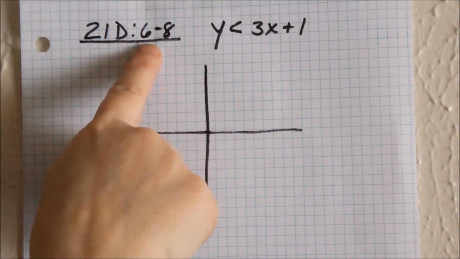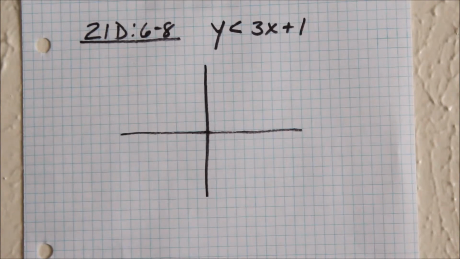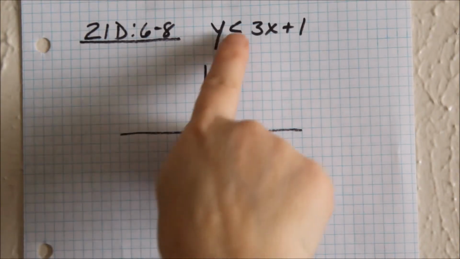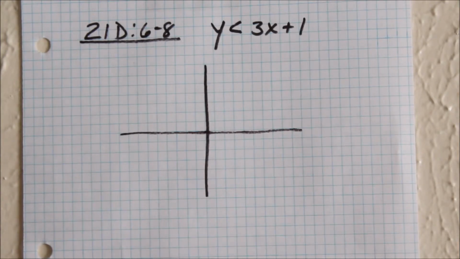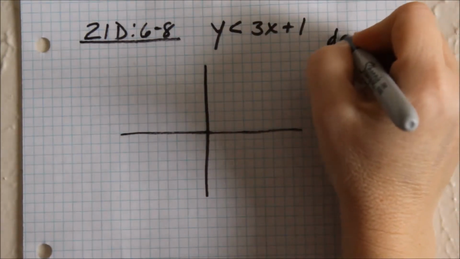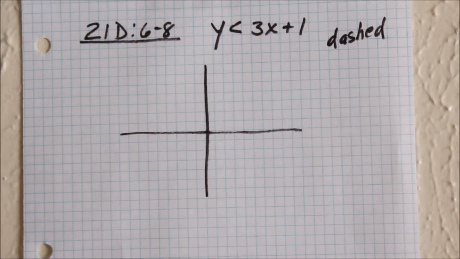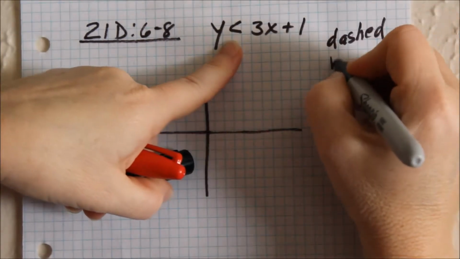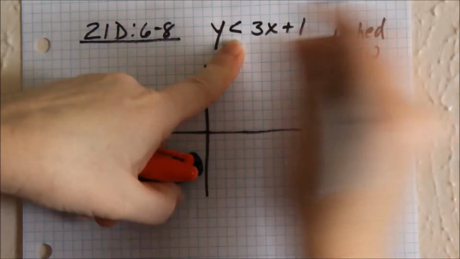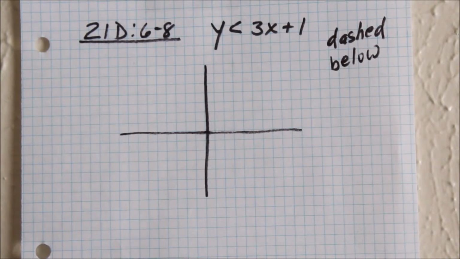Okay, 21D, 6 through 8, you have this equation. Y is less than 3x plus 1. So the first thing I recognize is that this is less than, so that means I'm going to have a dashed line. It's not less than or equal to. That would be a solid. Less than means dash. Less than means I'm going to shade below. It's already in slope-intercept form, so I don't need to change anything. So graph it like a normal line.